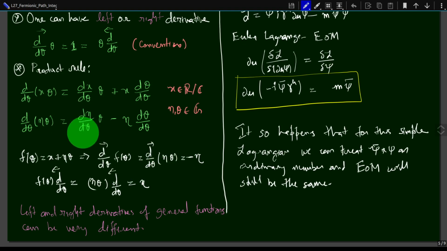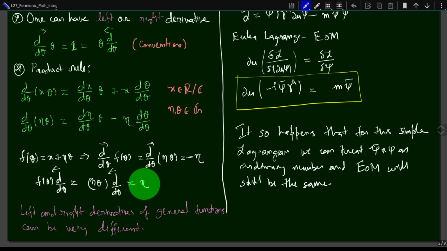And since d eta by d theta is also 0 because eta is a constant, I just have a second piece which gives me minus eta. Okay, and if I do the same thing with the right derivative, you can just perform all the steps. Now here d by d theta acting from the right on theta is 1, so I just get the answer eta. Okay, so the left and the right derivative of general functions can be very different.